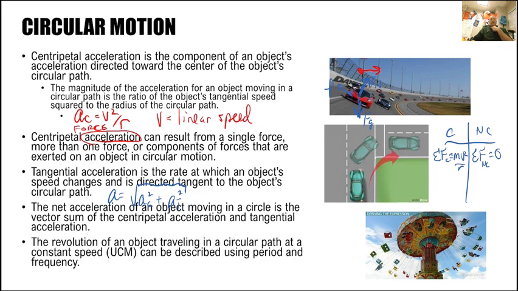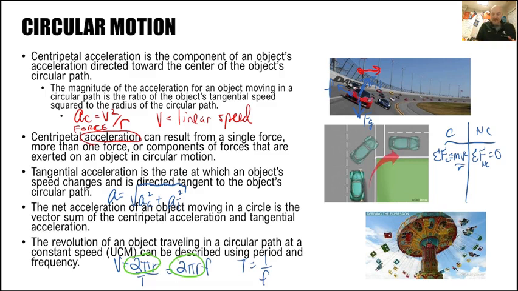Now, the revolution of an object traveling in a circular path at constant speed can be described using period and frequency. That's our v equals 2 pi r over T, or 2 pi r f, because remember, T and f have a relationship: period is 1 over f. The 2 pi r comes about because we're traveling in a circle, and the distance you travel in one complete circle is the circumference of said circle.